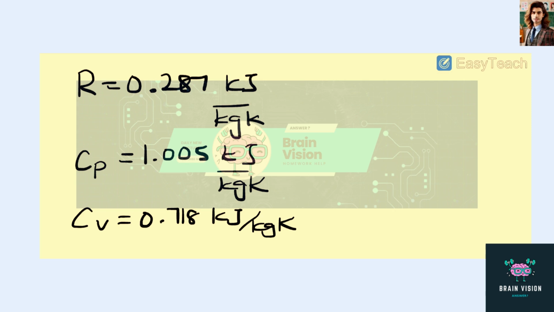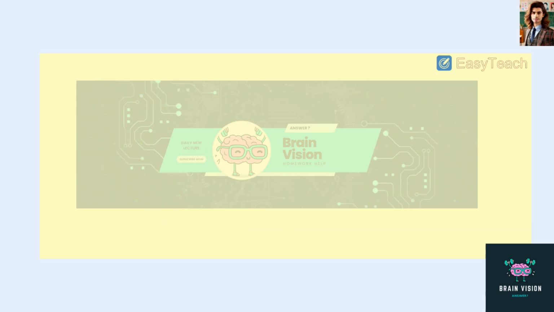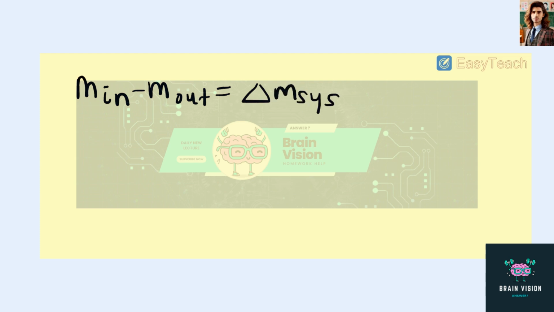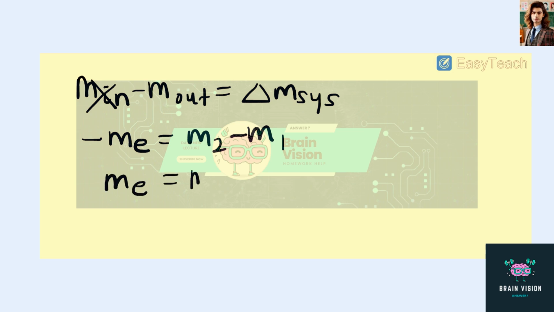What we're going to do is actually take the tank as our system, since it is the control volume that is having mass cross its boundary. So we're going to do a mass balance. And when we do our mass balance, we know that m in, the mass coming in, minus m out, the mass leaving, is equal to the change in mass of the system. Now we don't have any mass coming in, so that's going to be 0. So all we have is mass exiting is equal to m2 minus m1, and that we can just write as me is equal to m1 minus m2.